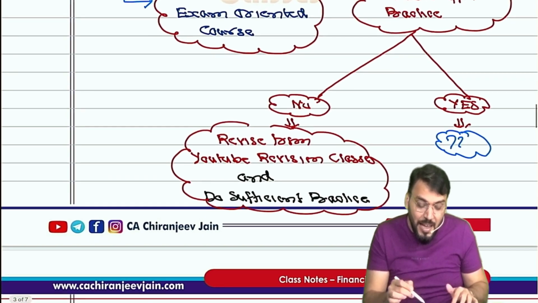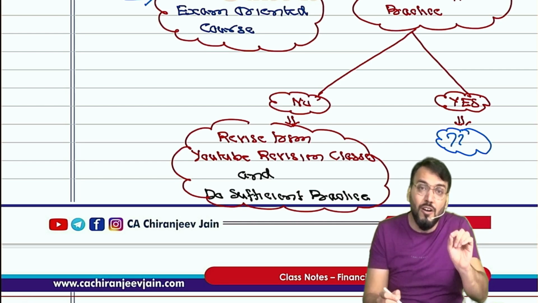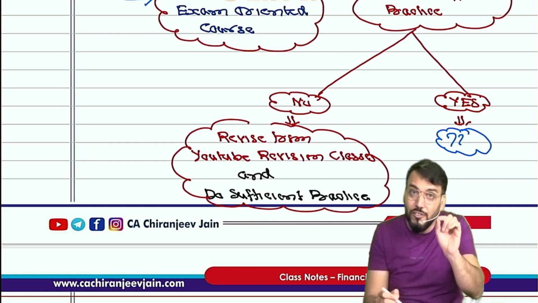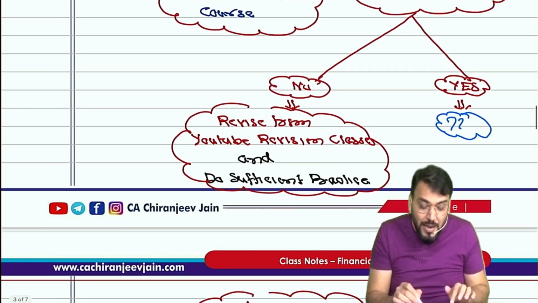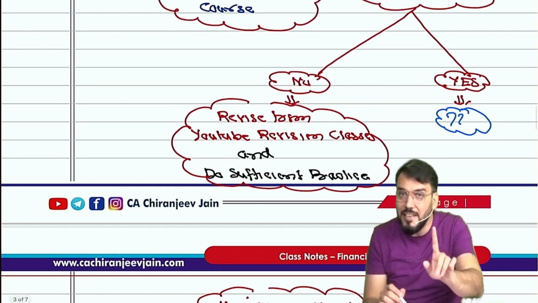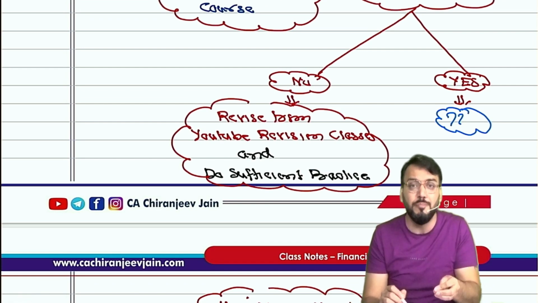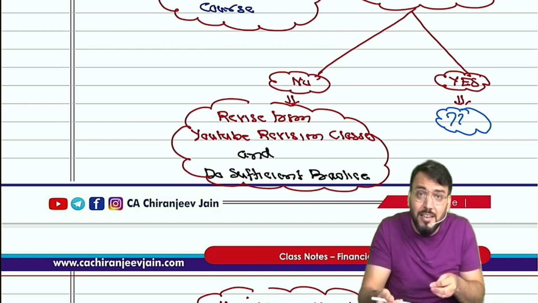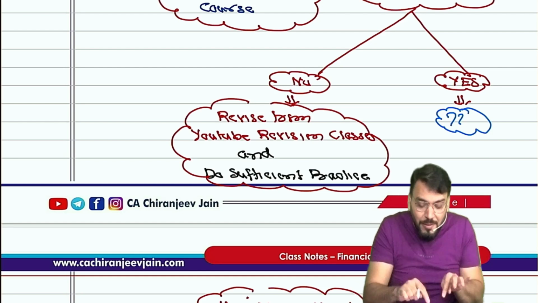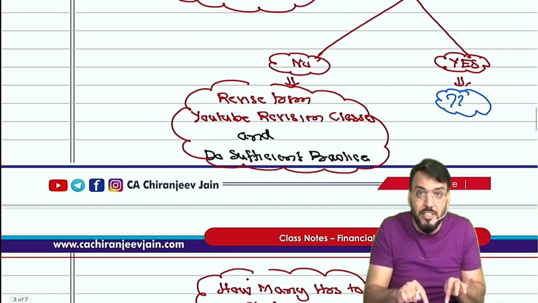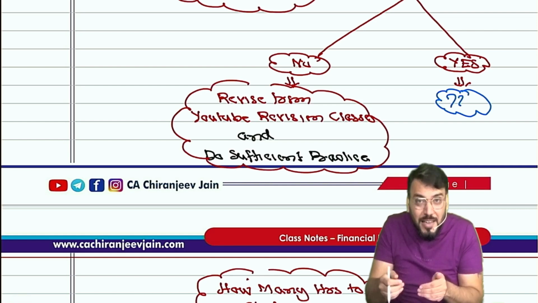In that case, first revise all the concepts from the revision lectures. If your concept is strong but you have not done sufficient practice, then revise from the YouTube revision lectures, and then do sufficient practice. How much practice is required also depends on time availability. I will discuss how much revision and practice are required in my next point.